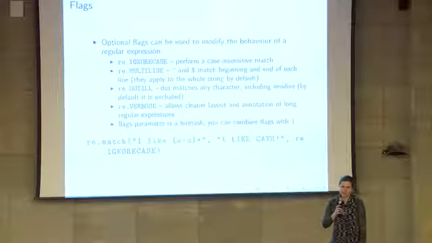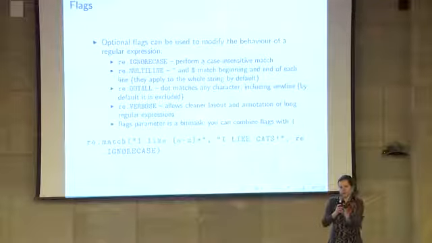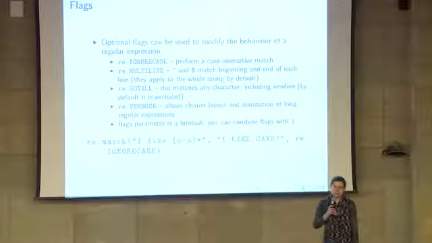Dot all lets new lines be treated as a normal character. So it makes the dot stand for anything, including a new line, where by default it excludes the new line. So the dot normally only works within lines. And verbose is quite a cool thing, which lets you lay out long regular expressions cleanly.